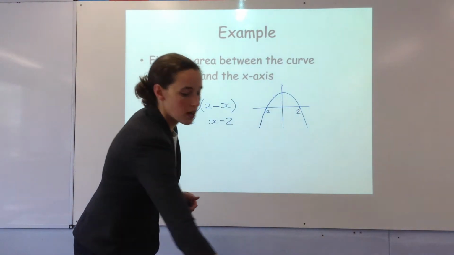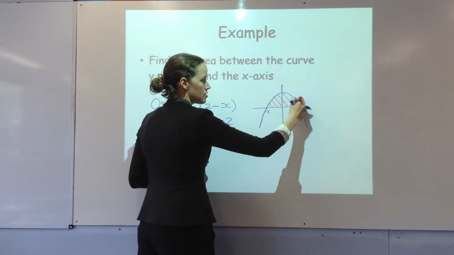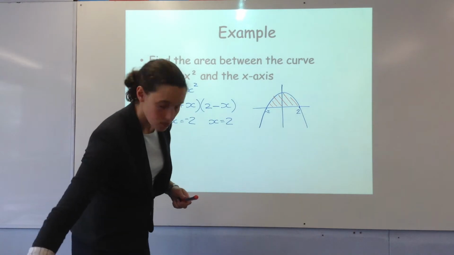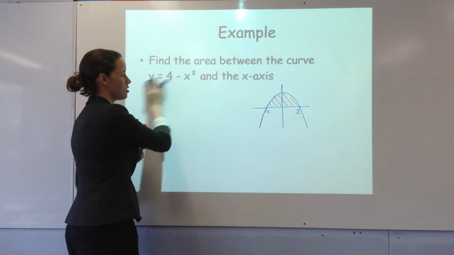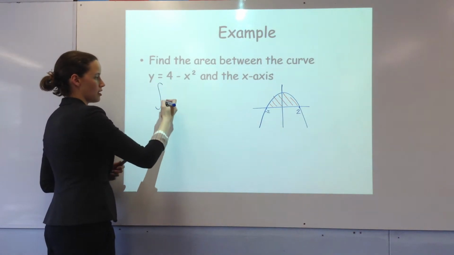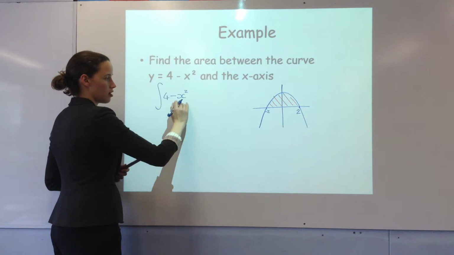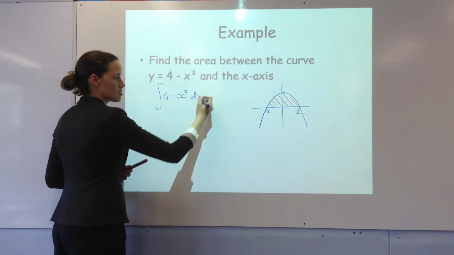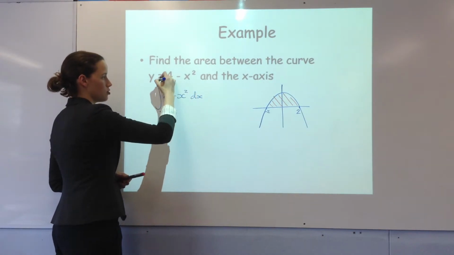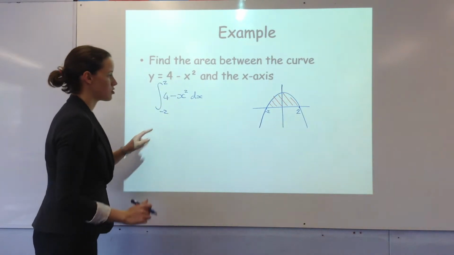And so that means that we are finding this area here. So what that means we need to do is integrate 4 minus x squared, so that's the curve, with respect to x, between negative 2 and 2. So let's do that now.